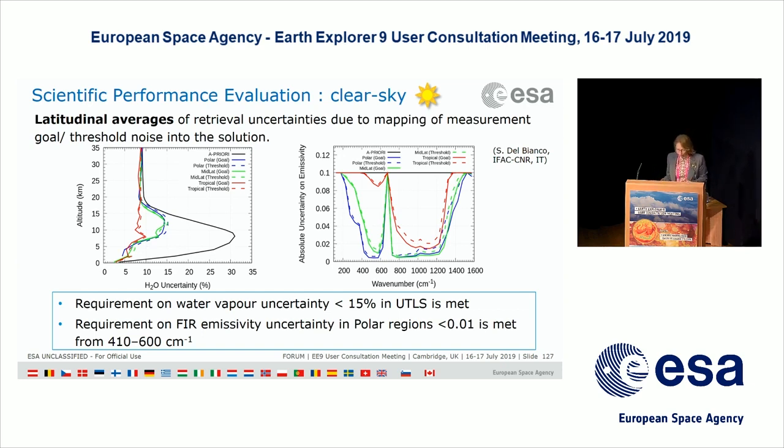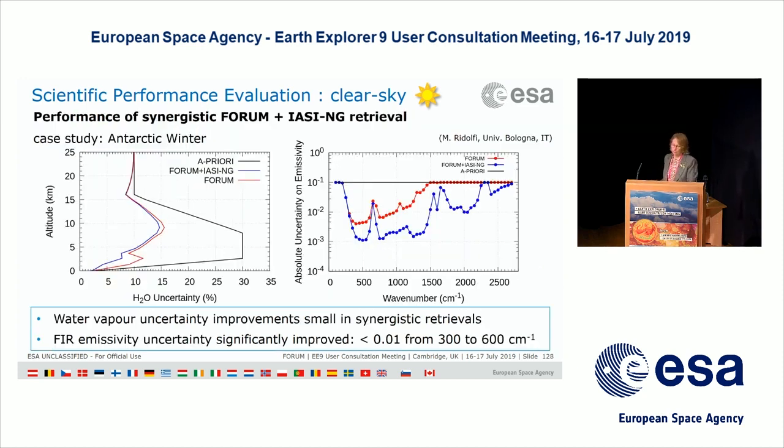However, if you do a synergistic retrieval, so you use FORUM radiances and augment them with IASI-NG retrievals, you can see here, FORUM alone is red, and IASI plus FORUM is blue, so this is again the uncertainty on the emissivity, and all of a sudden, although IASI-NG doesn't measure in the far infrared, the uncertainty reduces a lot, and that is due to the fact that the retrievals benefit from a better surface temperature constraint. So in this case, the requirements can be met over the whole range between 300 and 600 wave numbers.